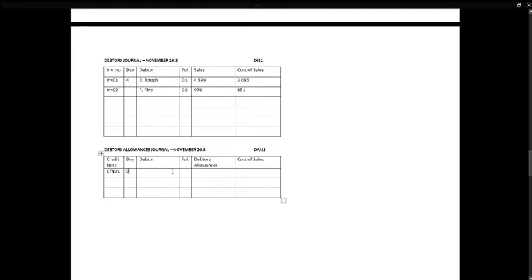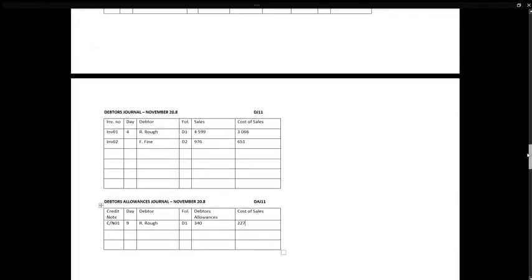This took place on the 9th. The debtor is RRF. Remember, we gave RRF an ID of D1, and the amount we are deducting from his account is 340 Rand. He does not have to pay that anymore. So essentially, when we sold this product to RRF, we incurred cost of sales. Now we need to reverse it because he brought the products back. So my cost of sales, my expenses, will decrease with 227 Rand.